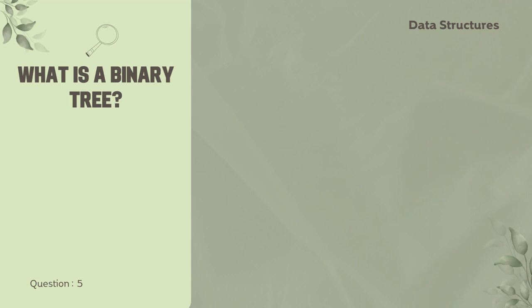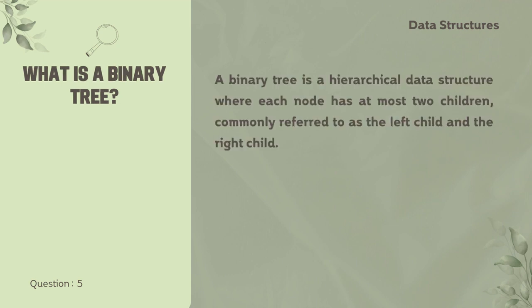What is a binary tree? A binary tree is a hierarchical data structure where each node has at most two children, commonly referred to as the left child and the right child.